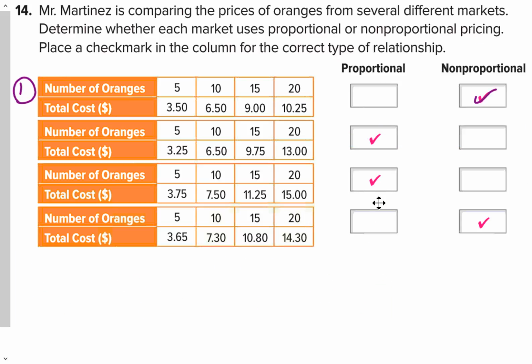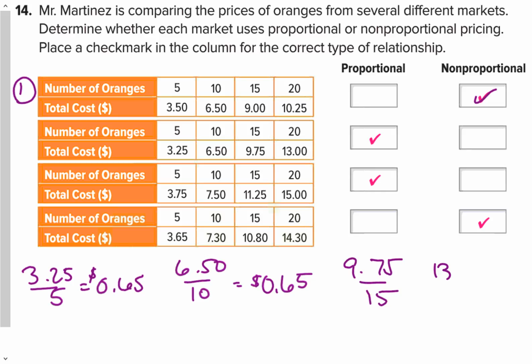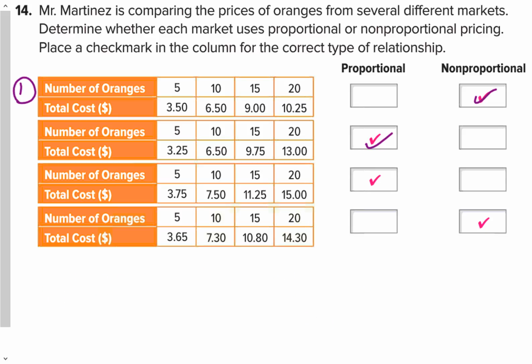Okay, 325 for 5. That equaled 0.65, so 65 cents. Same thing here, 650 for 10. That equaled 65 cents. And if you kept on going with the 9.75 over the 15 and the $13 over 20, they all equaled 65 cents. So this is why that was proportional. Okay, let's proceed. That was number 2.